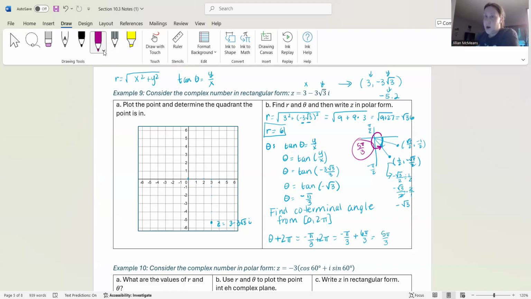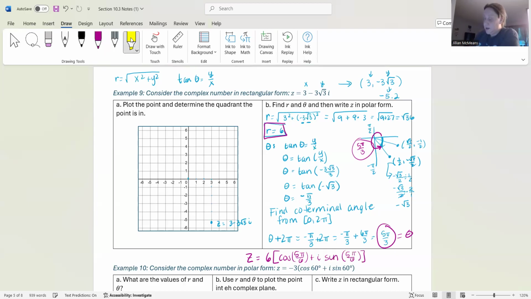Okay, so we're not done yet. We're getting there though. Okay, so there's our theta. So there's our theta. Don't forget we had our r up here. So if we want polar form, we're going to get z equals, remember it's z equals r times cosine theta plus i times sine theta. So we want 6 times cosine of 5 pi over 3 plus i times sine of 5 pi over 3.